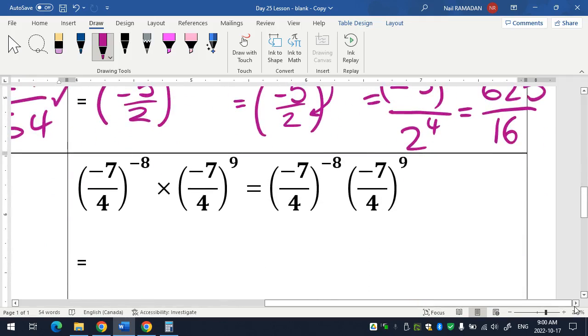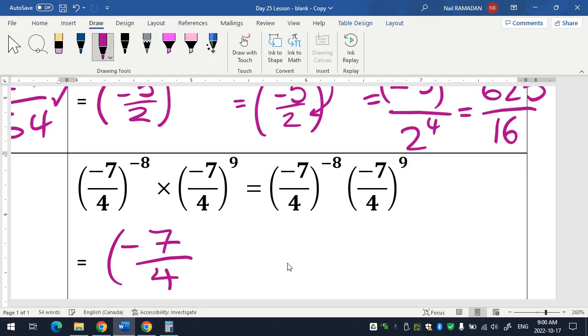Okay, let's do this one. Same principle. What do you think? 100%. Let's do this. So it's negative 7 over 4. Okay, what do we have here? Negative 8 plus 9. Hey, what's negative 8 plus 9? Or practically 9 minus 8? 1.